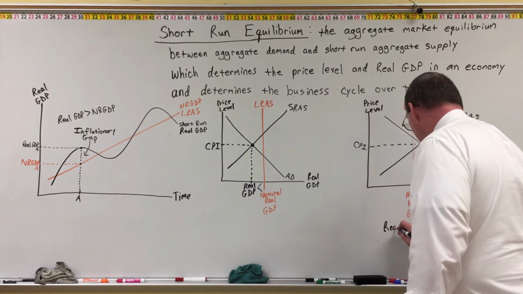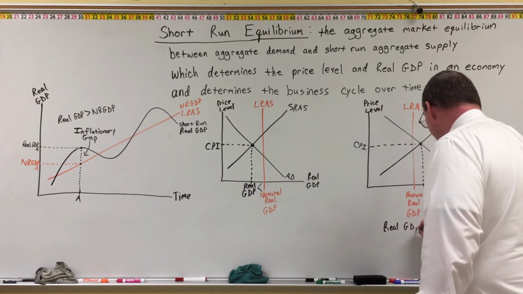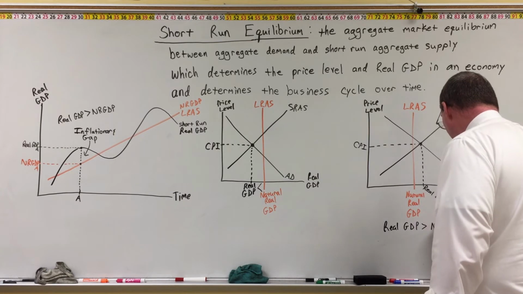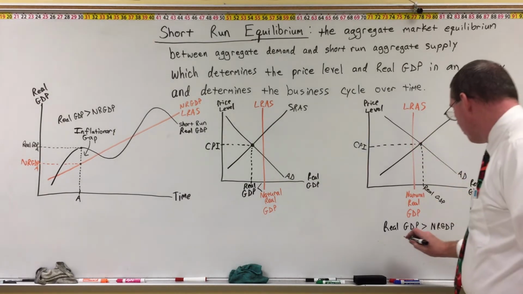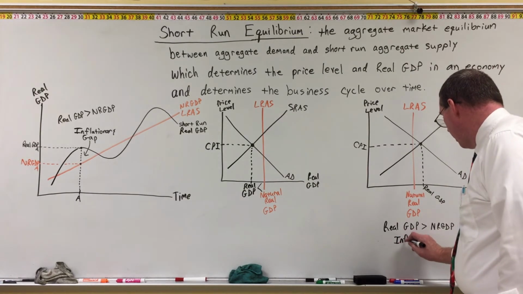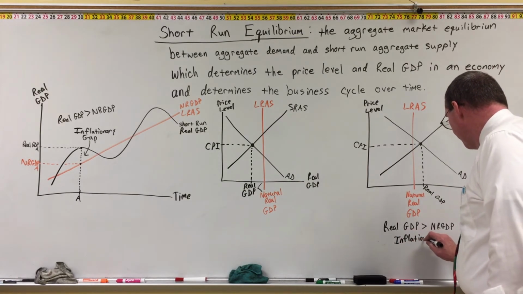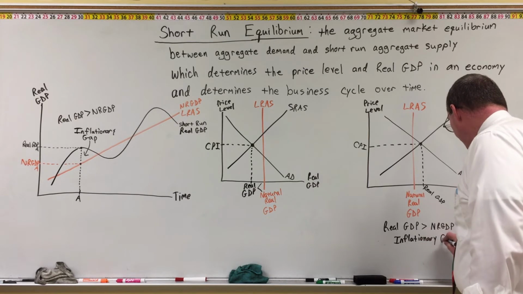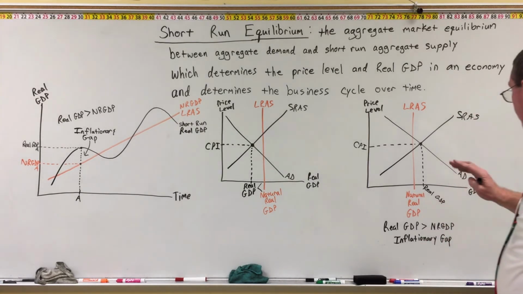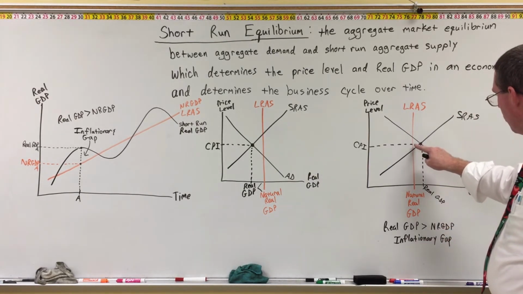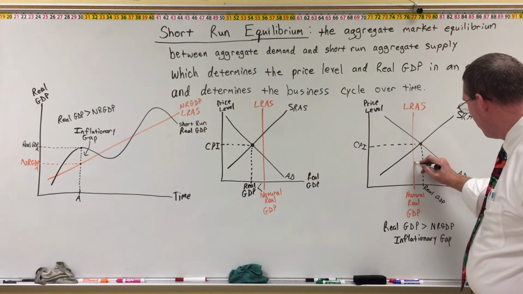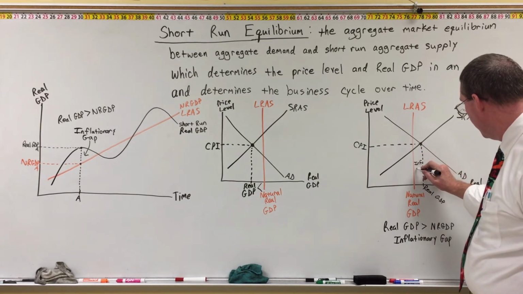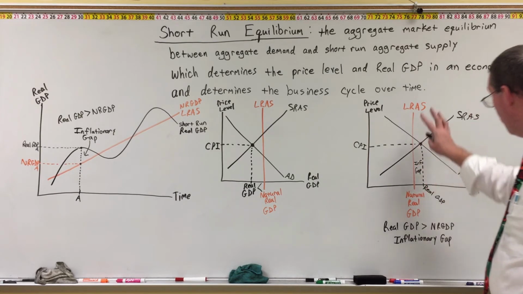We have short-run real GDP greater than natural real GDP, and therefore this is a circumstance that we call an inflationary gap. And visually, this space right here is our inflationary gap. I want you to note that. I hope you drew this graph.